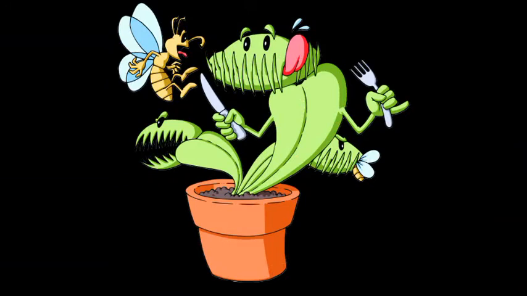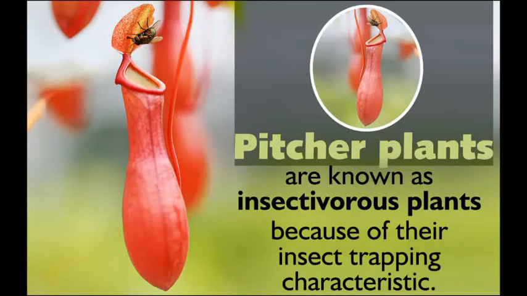Have you seen or heard of plants that can eat animals? There are few plants which can trap insects or small animals and digest them. Is it not amazing? So children, can we define insectivorous plants? Insect eating plants are called insectivorous plants.